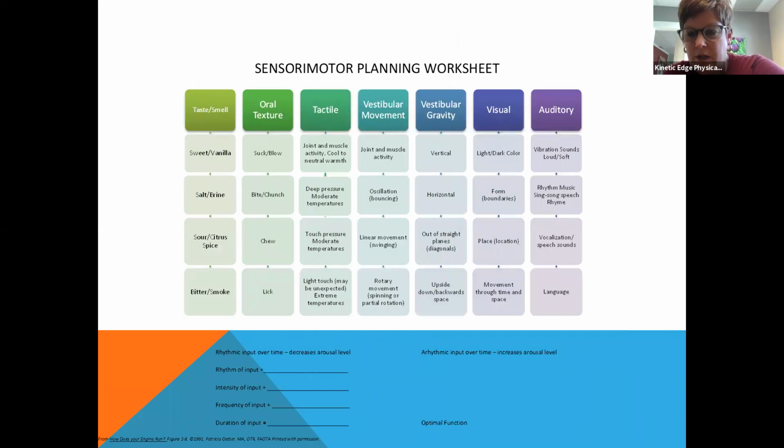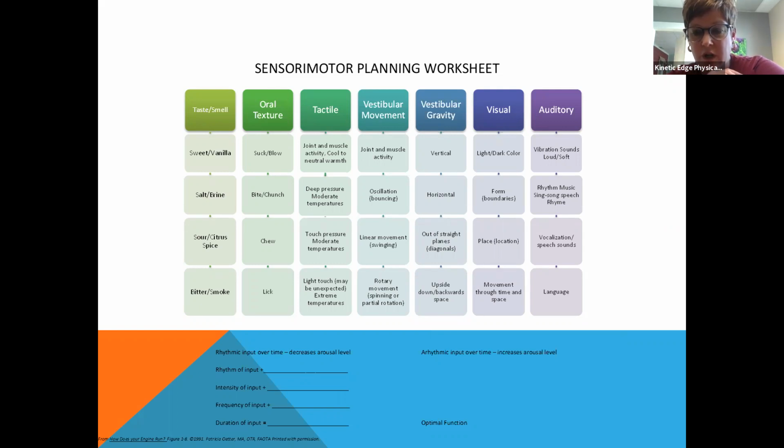So this is one of the tools that I found to be the most helpful in working with parents. It is called the Sensory Motor Planning Worksheet, and it is from Patricia Otter, an occupational therapist, who developed this for the How Does Your Engine Run or the ALERT program. When we are looking at this chart, it is all based on studying the brain and how different sensory experiences impact our level of arousal. On the left-hand side of this chart, taste and smell and oral texture are the easiest sensory experiences for our brains to process.